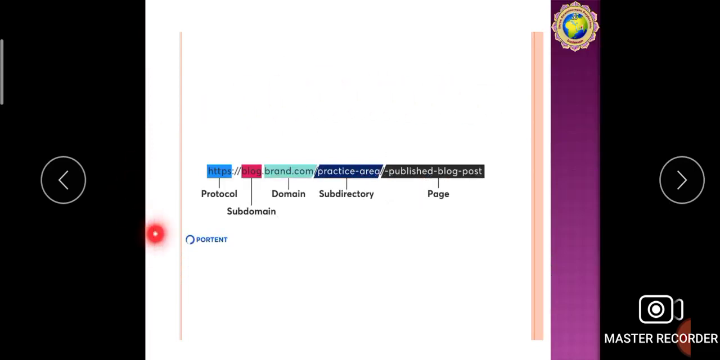Here is a URL constructed using the domain name system. HTTP is our protocol. Here the blog is our subdomain, brand.com is our domain, practice area is our subdirectory, and the published blogspot is our page content. Okay.